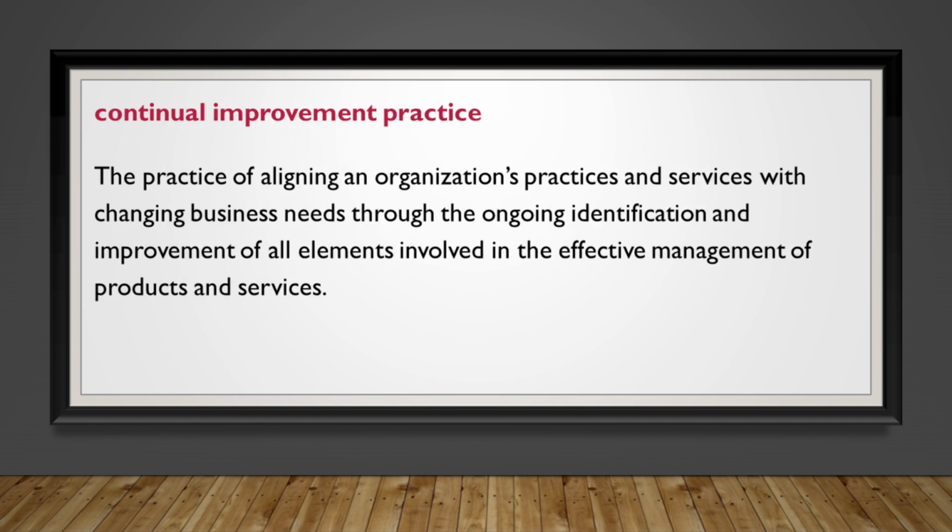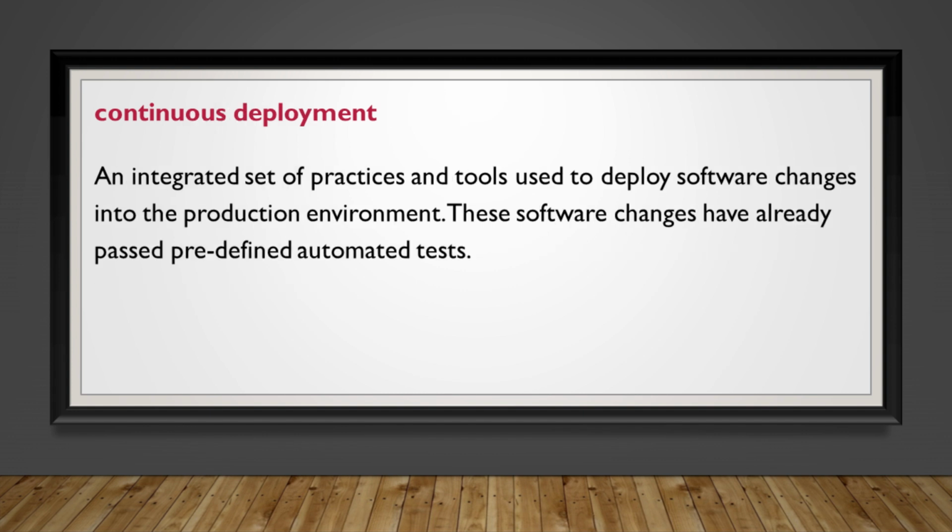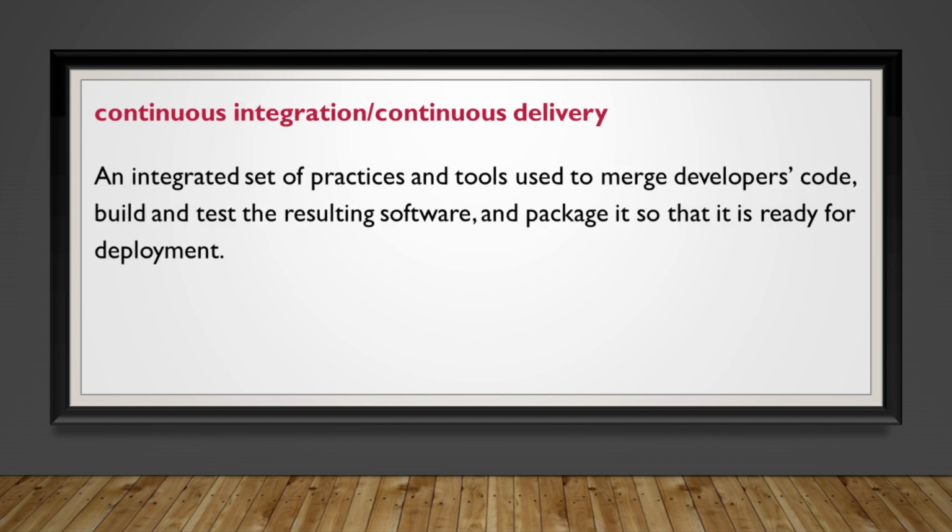Continual improvement practice. The practice of aligning an organization's practices and services with changing business needs through the ongoing identification and improvement of all elements involved in the effective management of products and services. Continuous deployment. An integrated set of practices and tools used to deploy software changes into the production environment. These software changes have already passed predefined automated tests. Continuous integration / continuous delivery. An integrated set of practices and tools used to merge developers' code, build and test the resulting software, and package it so that it is ready for deployment.